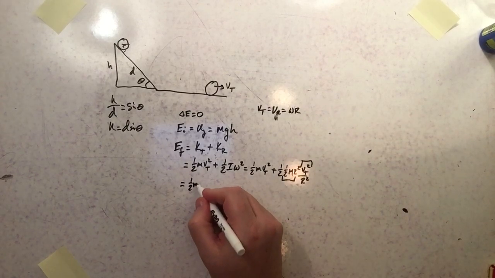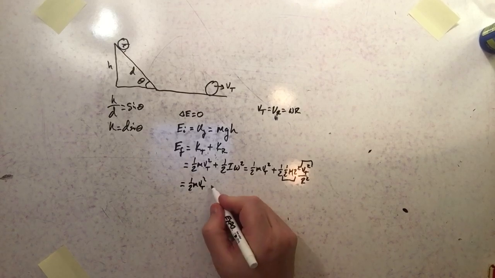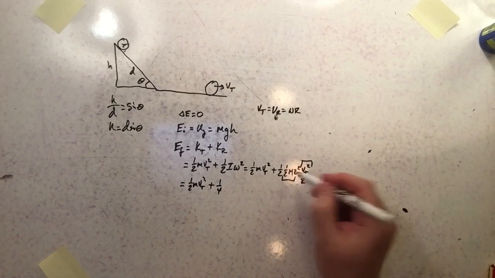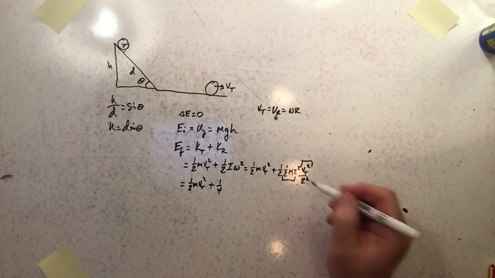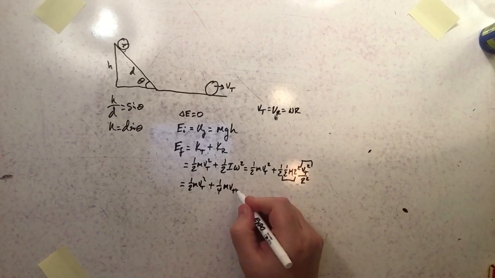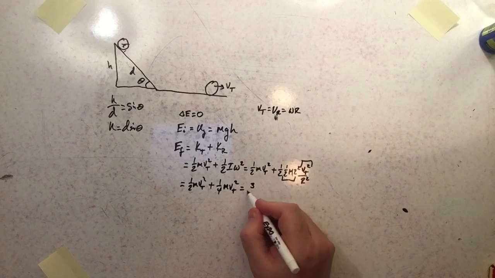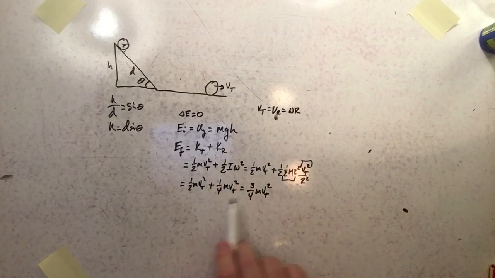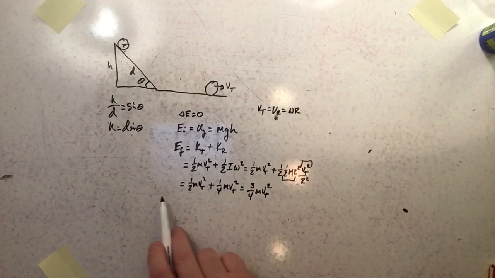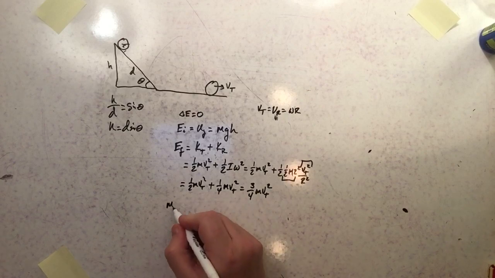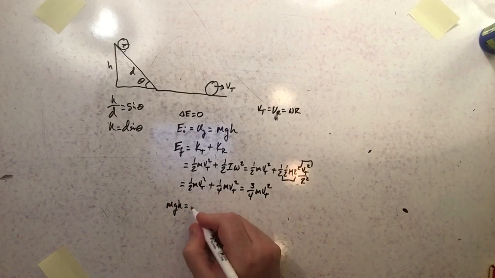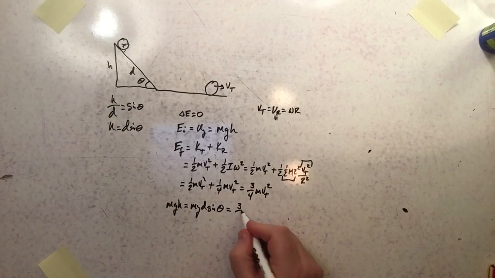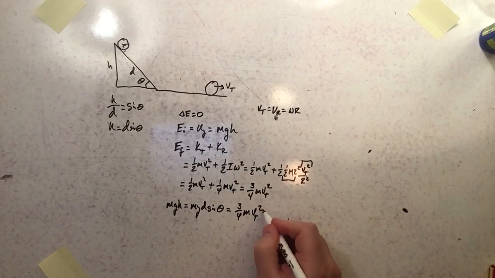So now we can do some simplifying here. That's 1/2 m vt squared plus, this will be 1/4. We've got m, the r squareds cancel, so that's m vt squared. So that's going to be 3/4 m vt squared, and that's what mgh will be equal to. So if we write out our whole statement of conservation of energy, it's mgh, or mgd sine theta, is equal to 3/4 of m vt squared.